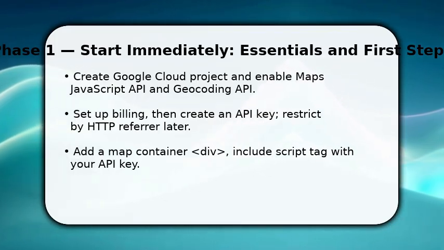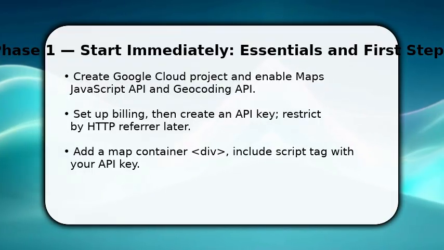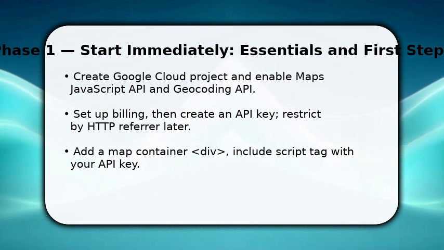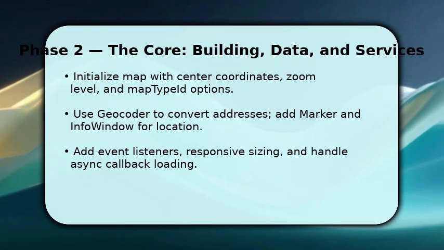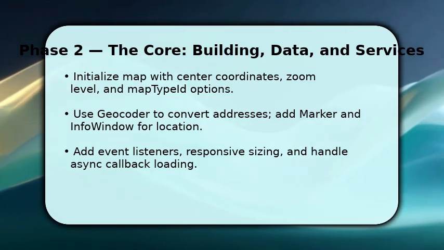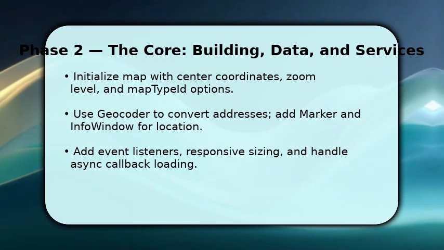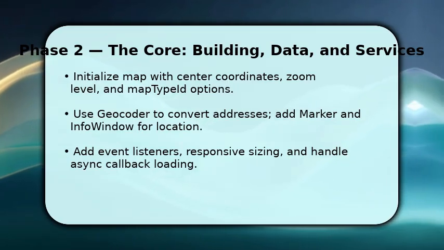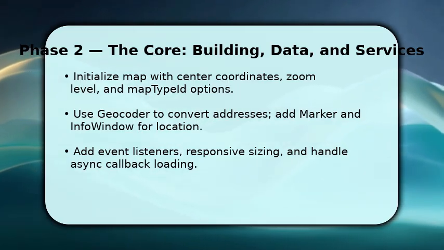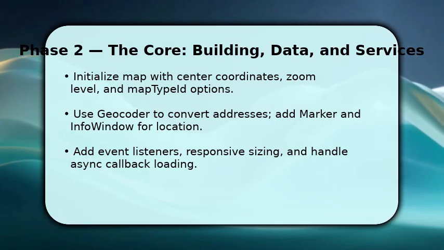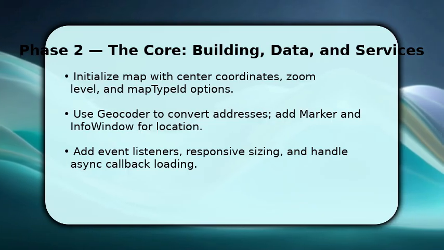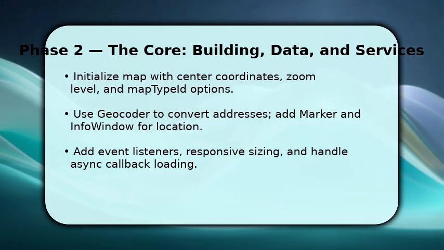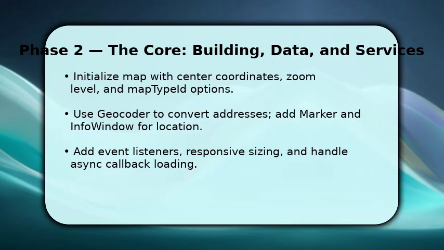You now have the first actionable elements in place: project, key, and page scaffold to actually render the map in the next steps. You now set up the JavaScript initializer. Create a new Google Maps map with center coordinates and zoom, and choose your map type ID for style. Then call the geocoder to translate an address into lat/lng and create a marker plus info window to display details on click. Make sure to attach event listeners for clicks and window resize so the map recenters correctly.